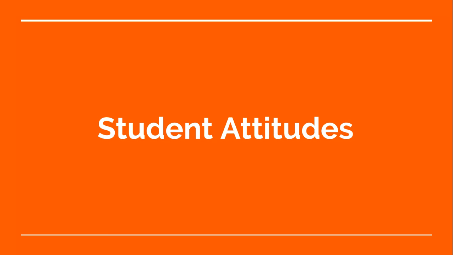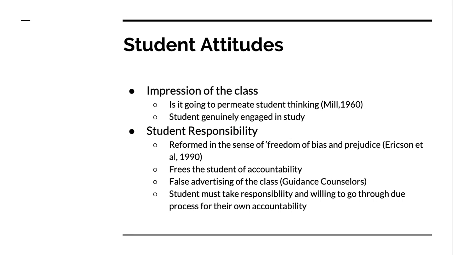And of course, student attitudes. So, the impression of the class, is it going to permeate student thinking? If you have students who have an impression that this is going to be an easy A, it's going to affect the environment all around them. So it's better if those students, not to say those students don't need to be in my classroom, but those students need to be anywhere but my classroom, because they don't have the right mindset going into the classroom in the first place.